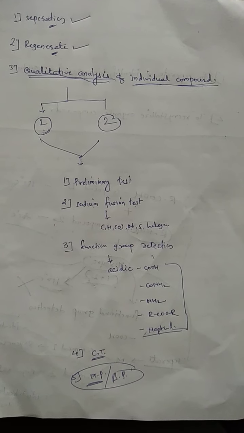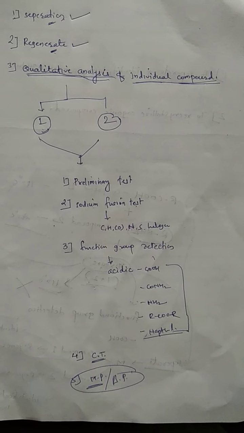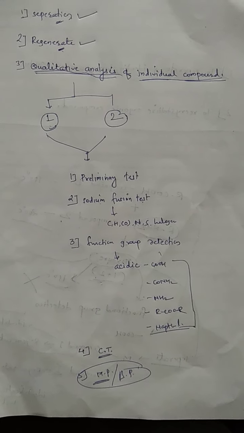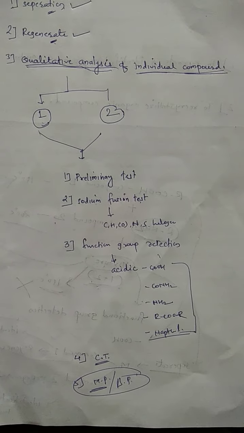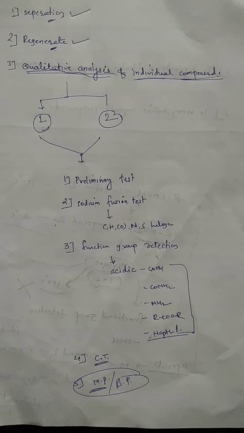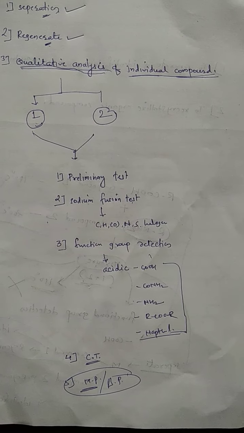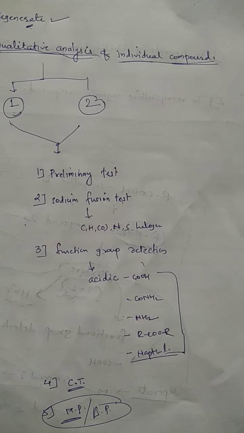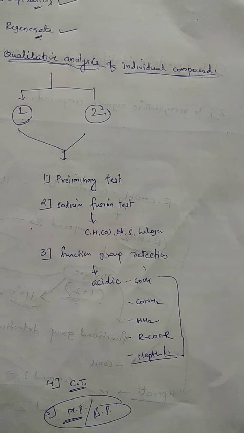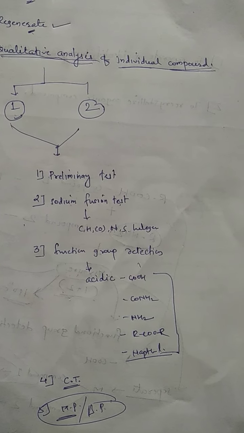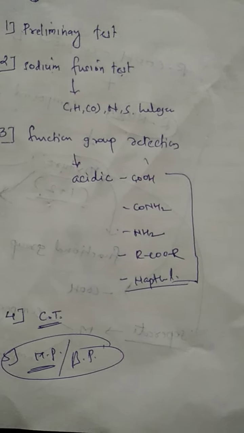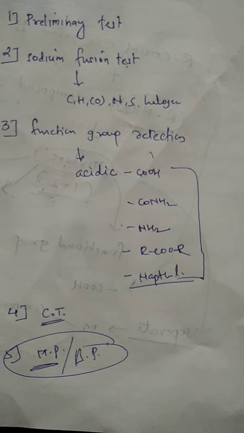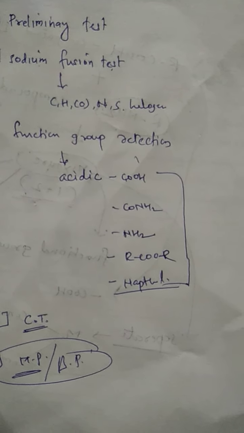I will once again repeat, you have to separate the binary mixture into individual compounds by using the different schemes that we have shown, A, B, C, D, E schemes, so that you can separate, and as the second part you can regenerate the compounds. And after regenerating, you have to go for the qualitative analysis of individual compounds of both, that is compound 1 and compound 2. In that you have to go for the preliminary test like odor, color, taste, then different saturation and unsaturation tests, ignition test, that you have to go.